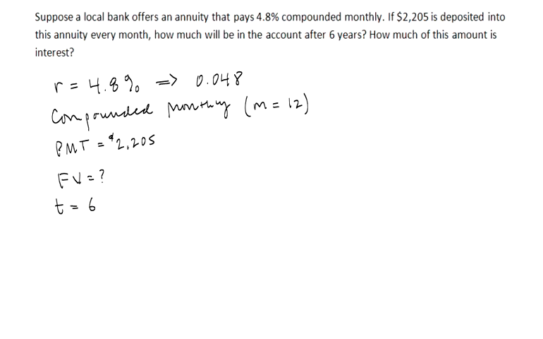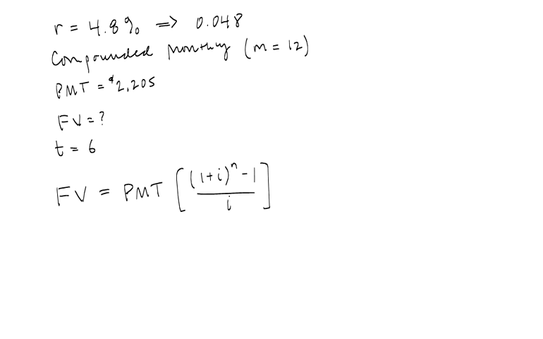So now that we have all of the information stated that we're given to find this future value, I'm going to go ahead and write down the future value formula. And we can begin to plug in the values that we know into the formula. So if the future value is what we're trying to find, the payment is $2,205. Then we have 1 plus I.